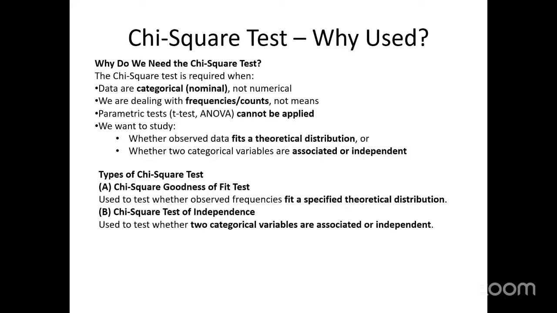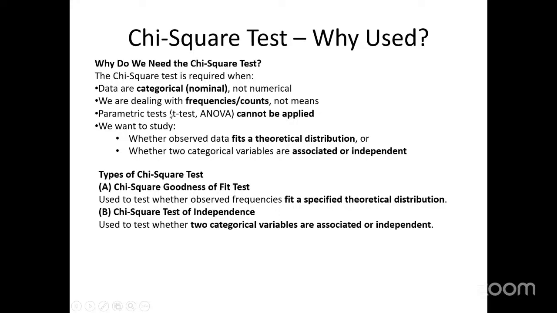So why do we need chi-square test? When the data is categorical, that is nominal, not numerical. We will be dealing with the example, you can see. And we are dealing with frequencies or counts, not the means. In t-test, if you go through the previous PPT, you can see that in t-test we are dealing with mean differences. But here, there is no scope of means. We are dealing with frequency or counts.